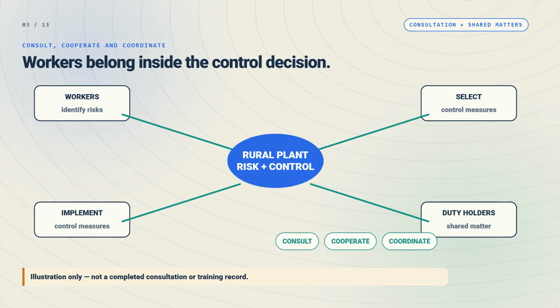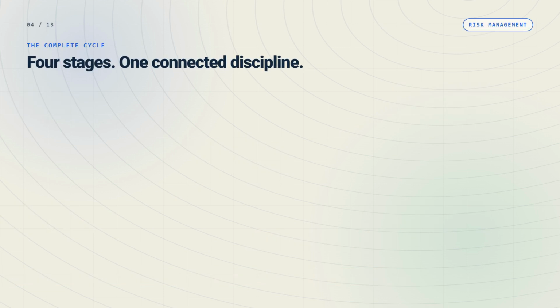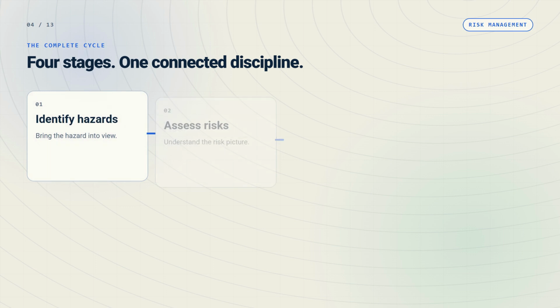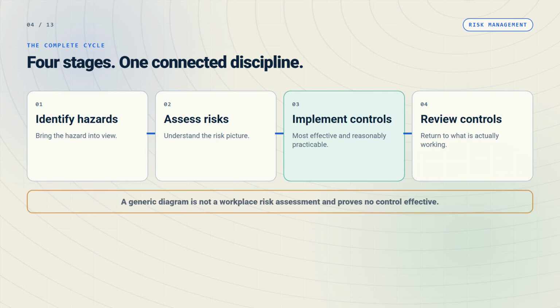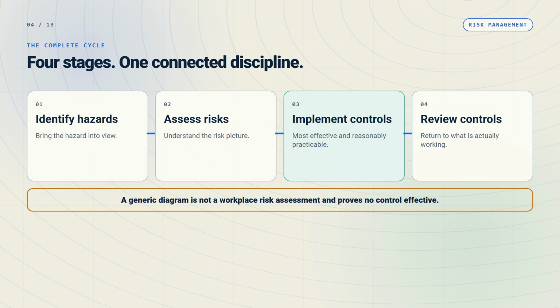Managing rural plant risks involves identifying hazards, assessing risks, implementing the most effective reasonably practicable controls and reviewing those controls. The 4 stages belong together. A generic checklist or diagram can help explain the cycle, but it is not a workplace risk assessment and it does not prove that a control is suitable, implemented or effective for real work.